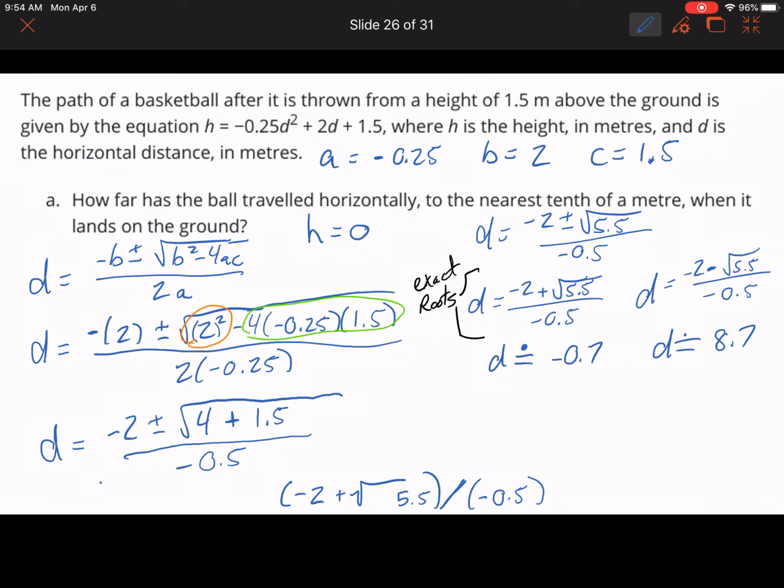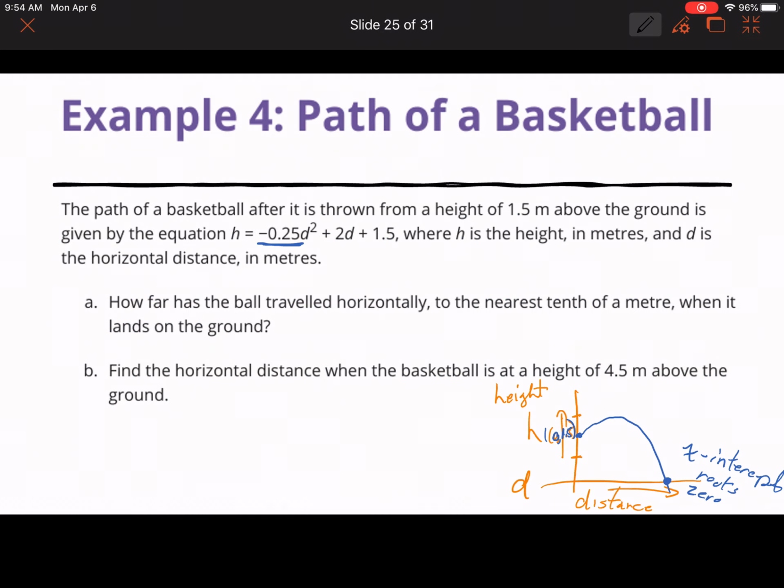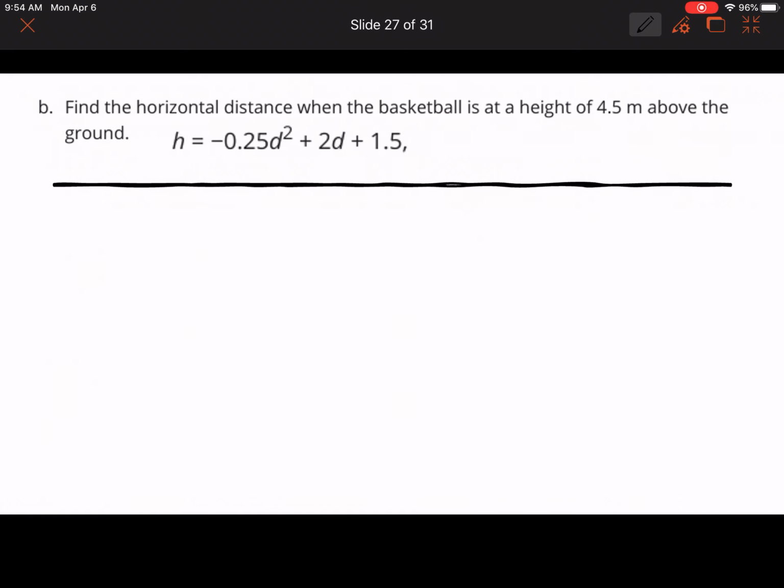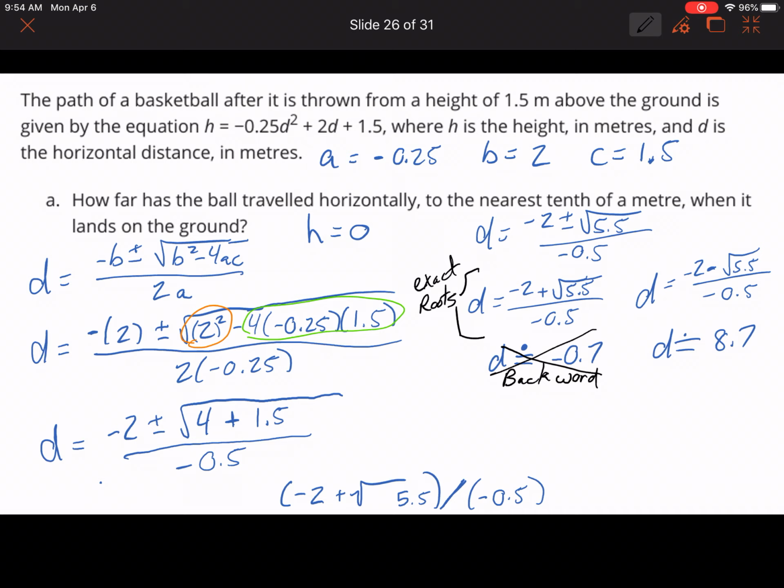Now obviously the basketball went forwards and not backwards. So the negative number doesn't make any sense, because it did not go backwards. So that is this number, if we continued our parabola backwards. But we obviously did not throw it backwards. Otherwise it would have said you stood backwards. So we're going to discount that one.